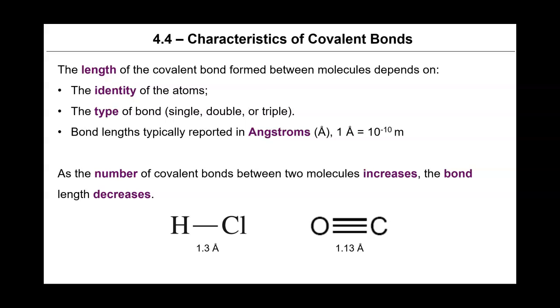Now, typically a bond length will be reported in angstroms, which we abbreviate with this little symbol here. It's a little A with a little circle at the peak of the A, and 1 angstrom is the same as 10 to the minus 10 meters. The reason for choosing this particular unit to express bond lengths is because bond lengths are normally a little bit bigger or a little bit smaller than about 1 angstrom.